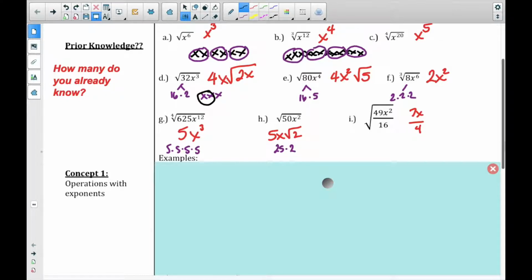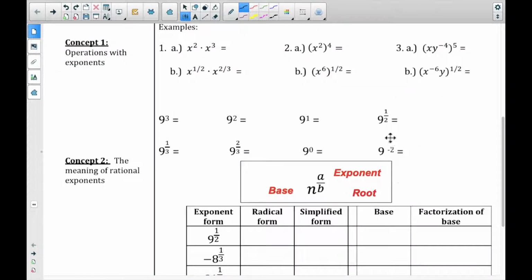I'm not sure how much of the prior knowledge you have or remember, because it's been a while. So let's go ahead now and start talking about different operations. I'm starting with operation of exponents, which is a concept that we learned in our last unit. We've done exponents before, but I'm bringing those in because we're going to look at how about rational exponents. That is, how about fractional exponents?